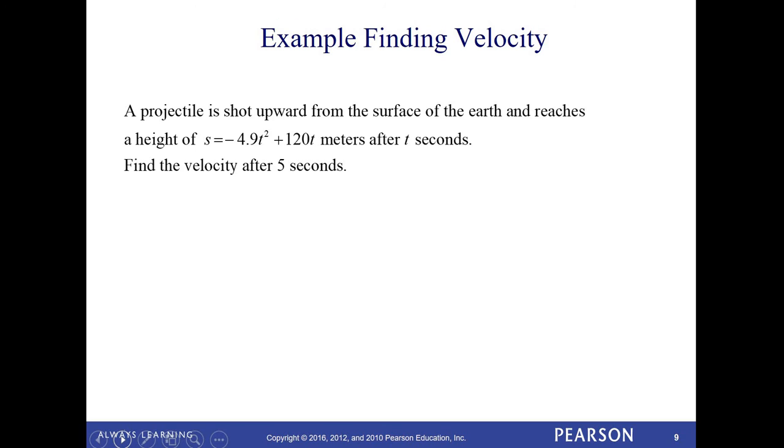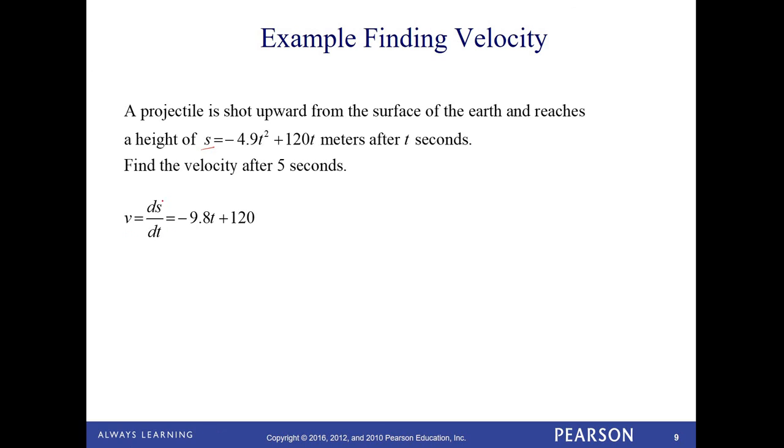So again, an example: a projectile is shot upward from the Earth's surface and reaches a height of s equals negative 4.9 t squared plus 120 t meters after t seconds. Find the velocity after 5 seconds. So again, a very simple problem using the derivative of position or of distance to find velocity. So go ahead and find the velocity and then turn the video back on.